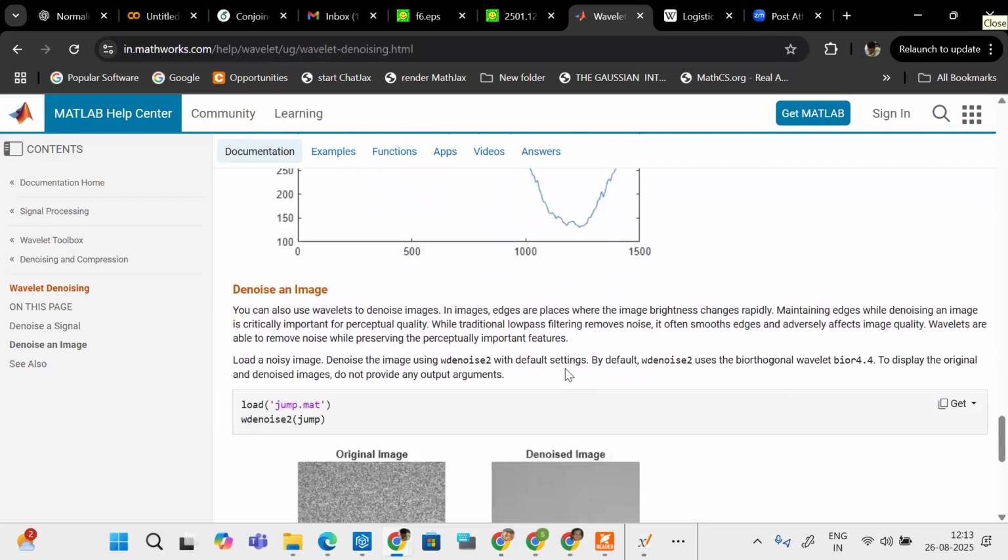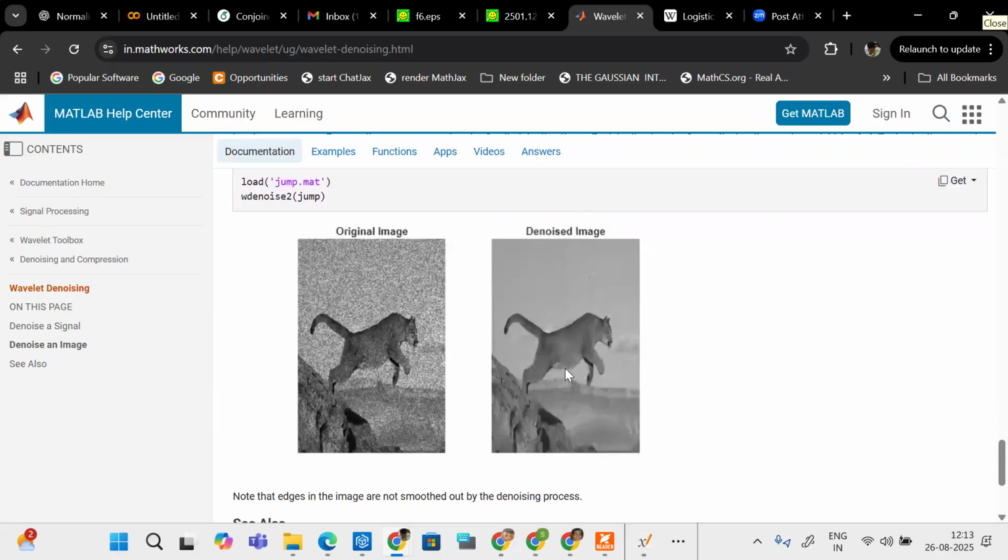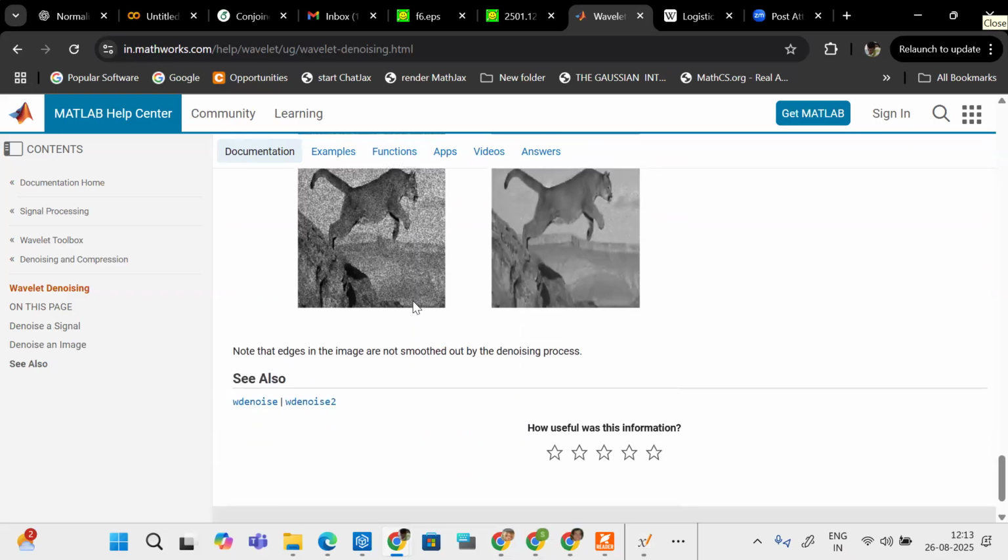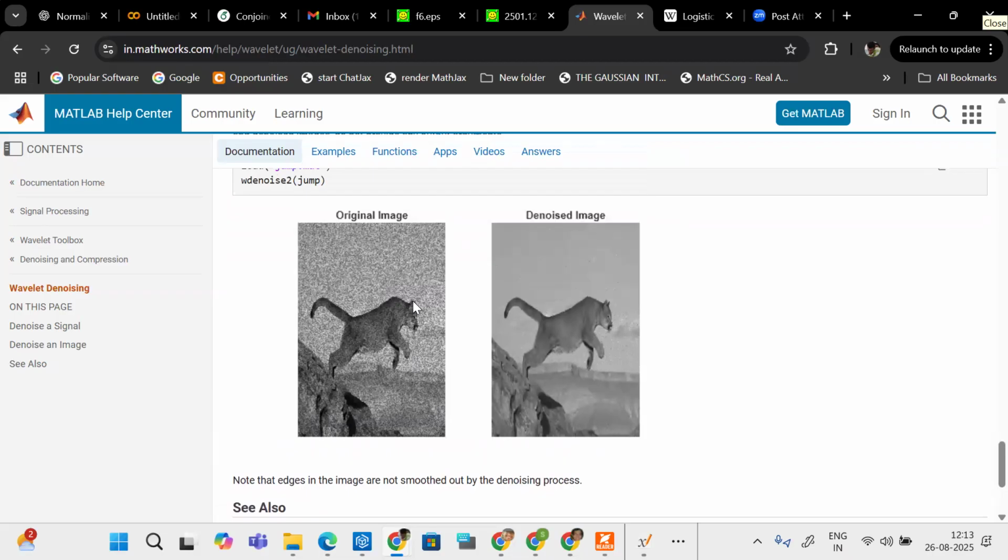Now, an image is also a data set, no? It's a collection of pixels stored in the form of a matrix, right? So this is the example which I showed in my slide also, the same image. This is the original image, and after you apply the wavelet transform to the pixels, you get this denoised one. I will share this link for those who want to explore more about this.